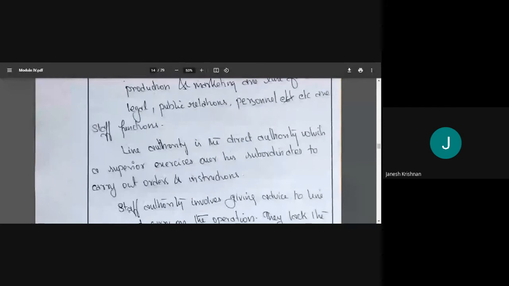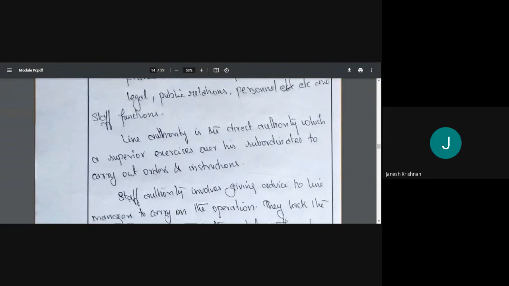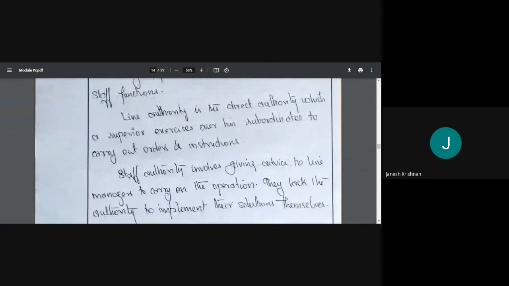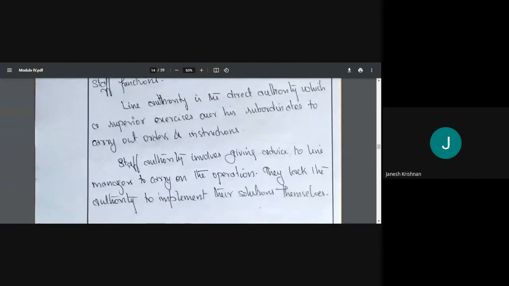The line authority is the direct authority which a superior exercises over subordinates to carry out orders and instructions. So they have the right. Staff authority involves giving advice to the line managers. They lack the authority to implement their solutions themselves. So whenever a problem comes up, I call my advocate and say, this is a problem. The advocate will tell me, if that is the case, you can do this. But I have to do that. It is not that the advocate can do anything. I have to implement. So I am the line authority, and my advocate is my staff authority.